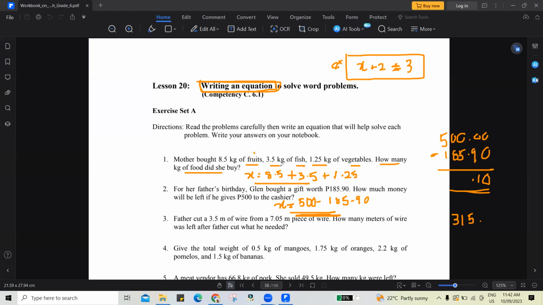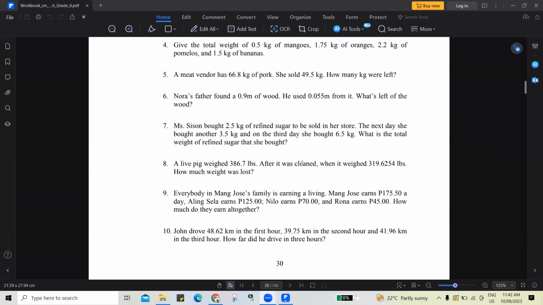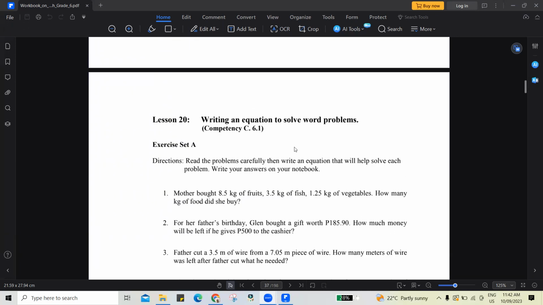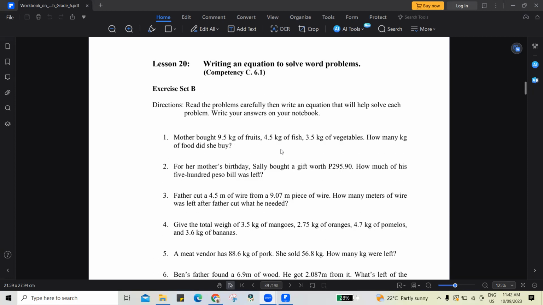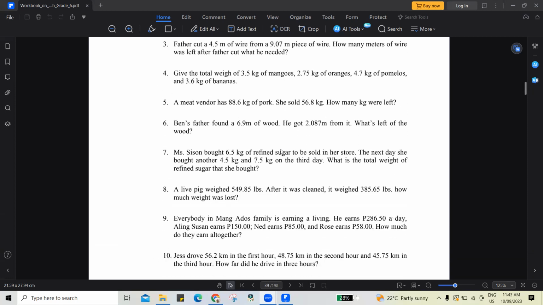Is it 314.10? Yeah, good job. So do I do some of this for homework? Yeah, homework actually, because if you do a lot of work, you become a very good mathematician. So do I write Lesson 20, 20 A and B, right? A and B.